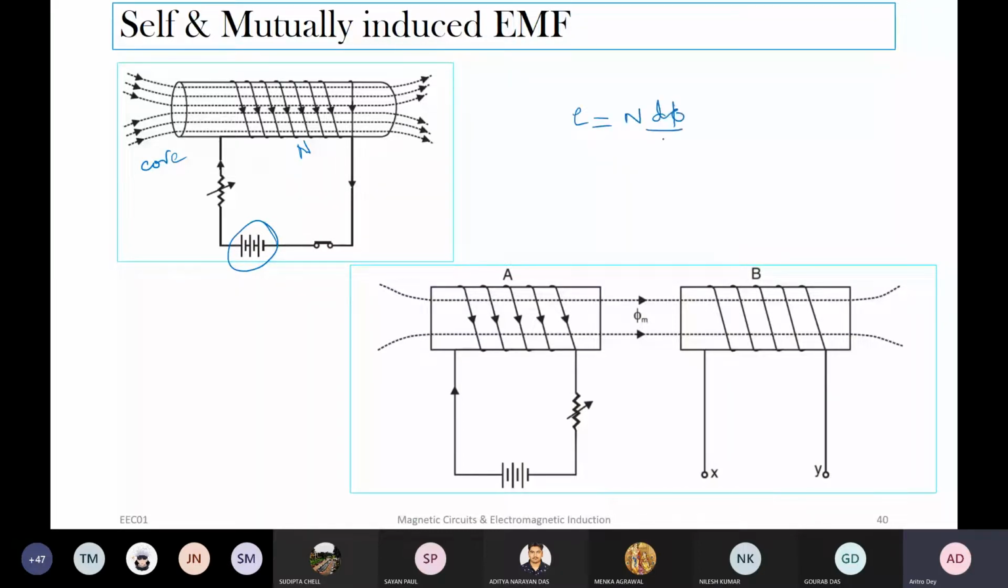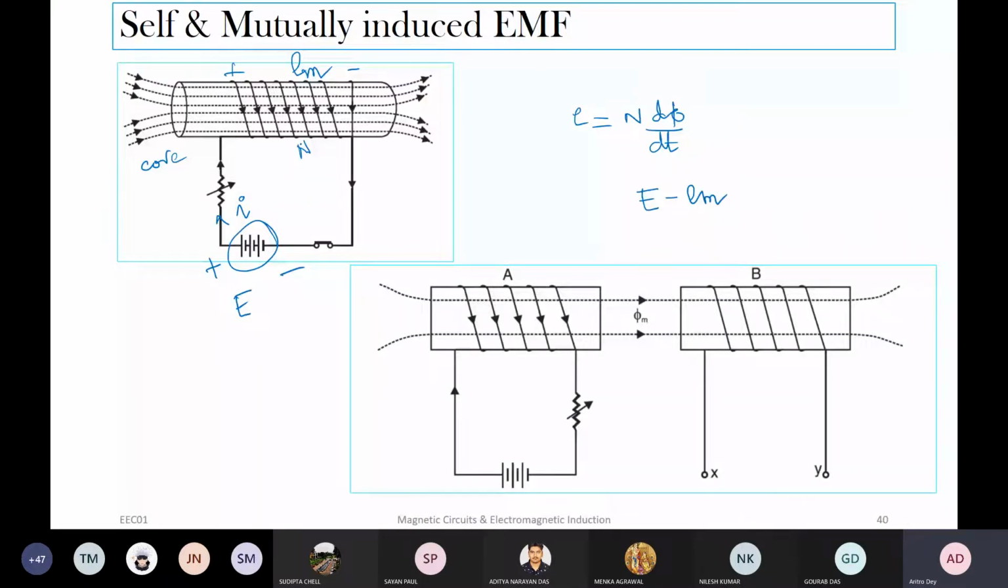So if there is a current I which is produced through it, that will develop an EMF. This polarity is plus and minus, and this will also be plus and minus, which is EM rather, we can write. So if the battery has a voltage E, this will be in such a way that it is trying to reduce this: E minus EM. So that is the effective thing. It will try to oppose the flow of the current.